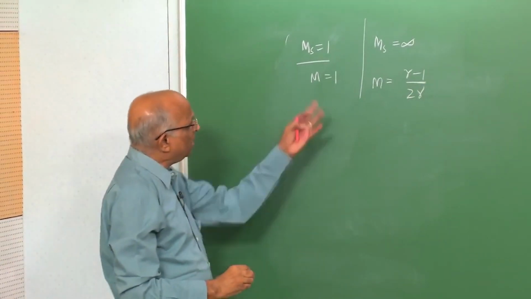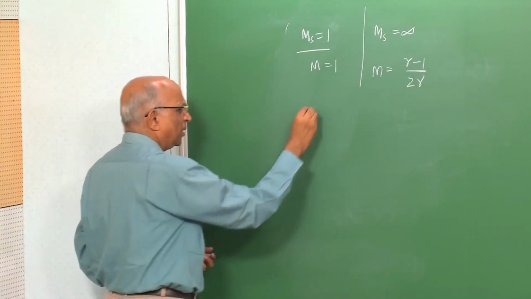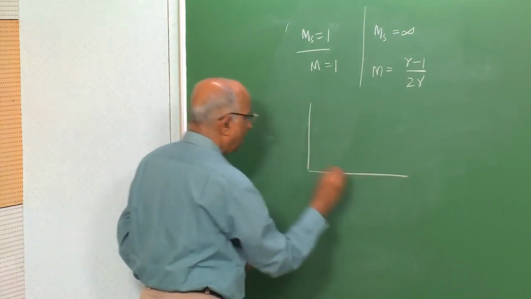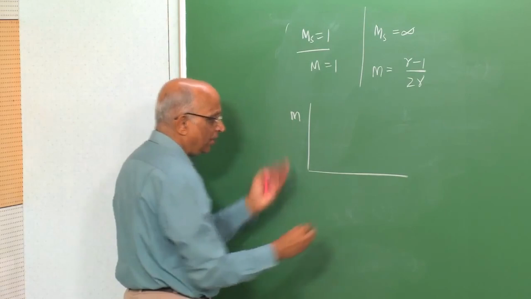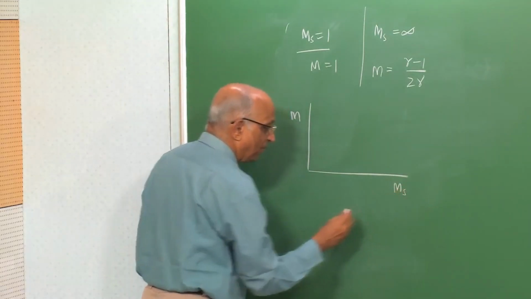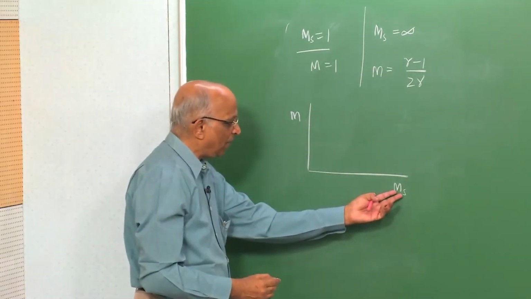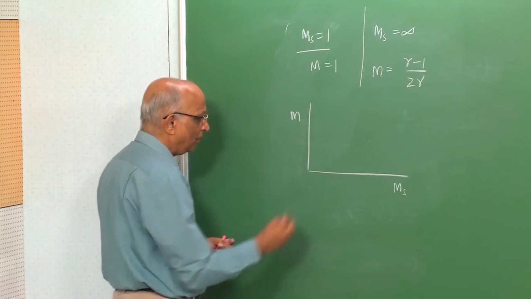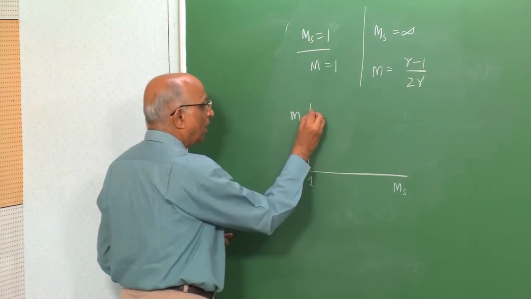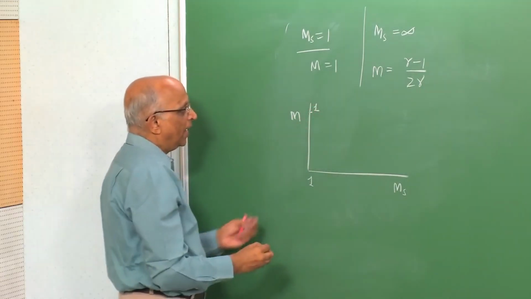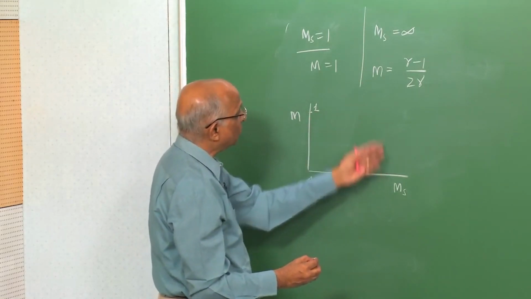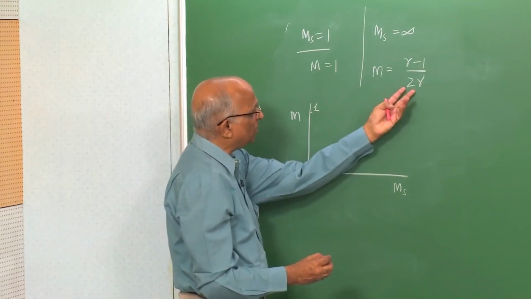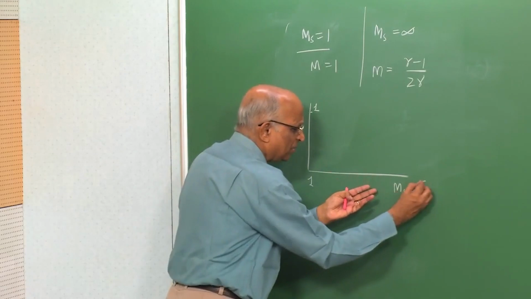Therefore, what are the limits? Let us try to put it down in terms of a figure. I have M, which is the dependent variable I am interested in. I am looking at the value given to me for a particular value of Ms, and I want to calculate this value. If Ms is 1, M is also 1. As the value of Ms increases, M decreases, in the limit of a very strong shock wave, that is when Ms is equal to infinity.